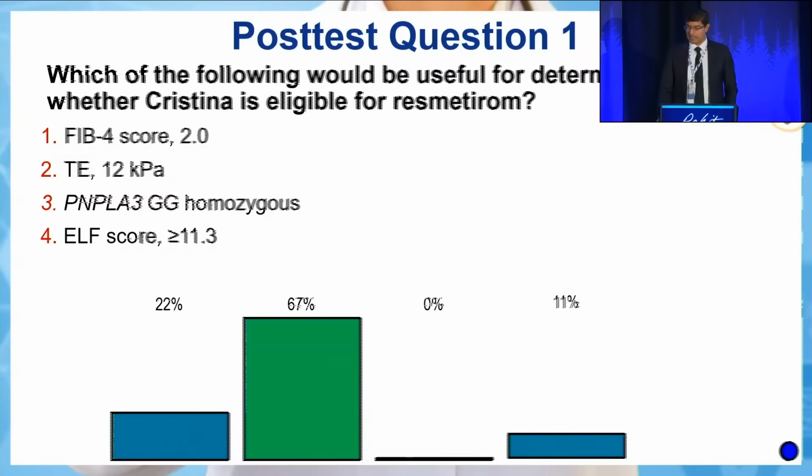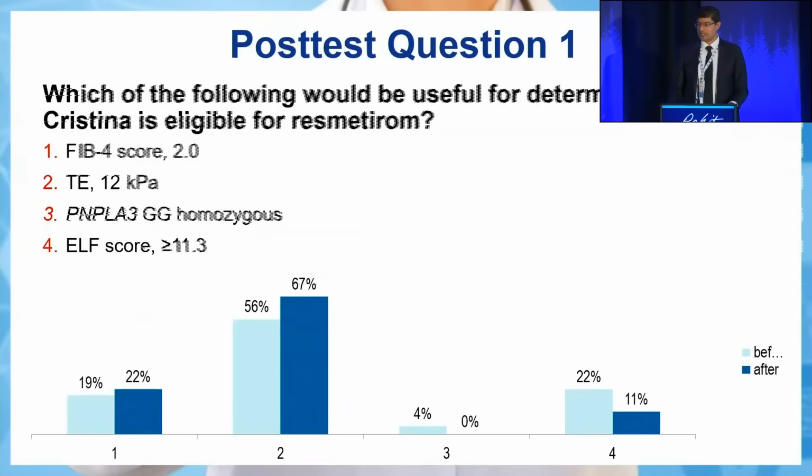67% of you correctly identified that it is transient elastography, or liver stiffness on FibroScan of 12 kilopascals. That's the sweet spot between 10 and 15 kilopascals that a patient has stage 2 fibrosis or higher. So I think that's looking pretty good.